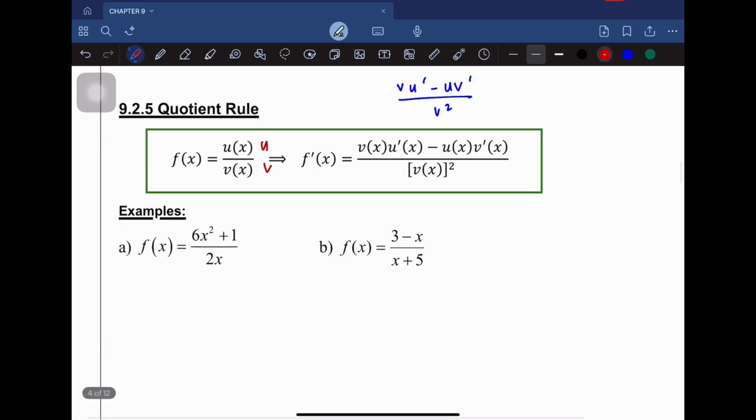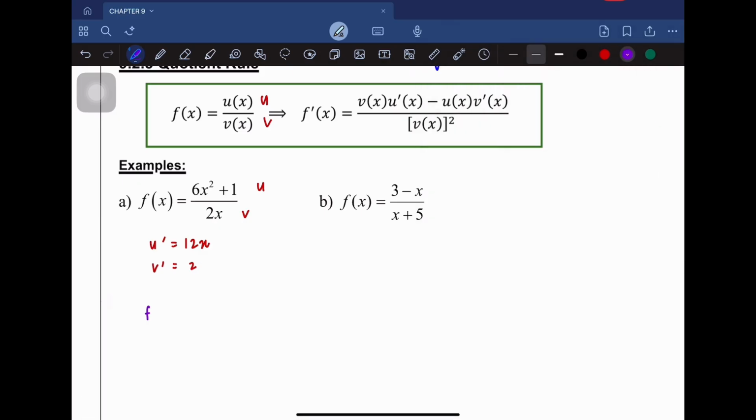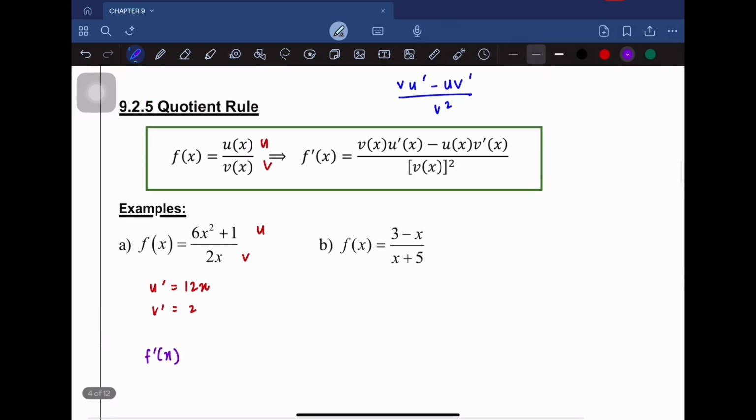Okay, so kita try satu example. So this is U, this is V. Okay, so kita cari U prime dulu. U prime is 12x, V prime is 2. Okay, so now kita akan substitute dalam formula. So f prime x sama dengan V U prime minus U V prime, U darab dengan V prime over V square. Okay, V kita 2x so square.